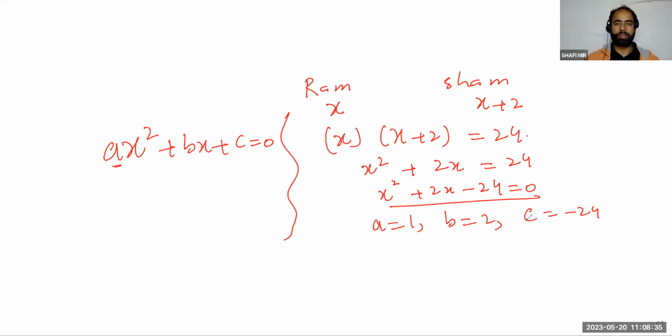Factorization method, that is done by separating the middle term. Then we have the quadratic formula. Then we have the completing the square method and other things also. Okay, so we will take all these things one by one.